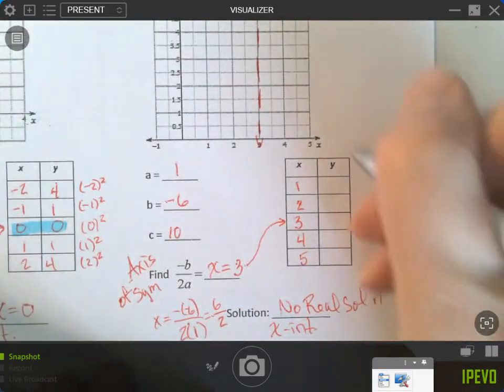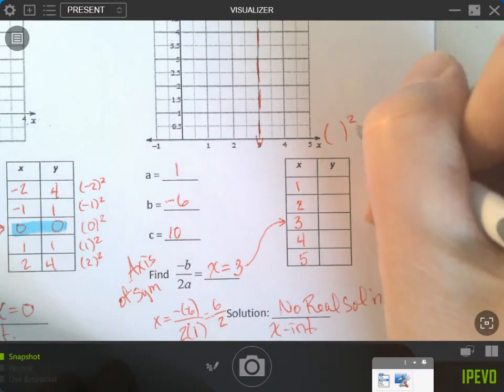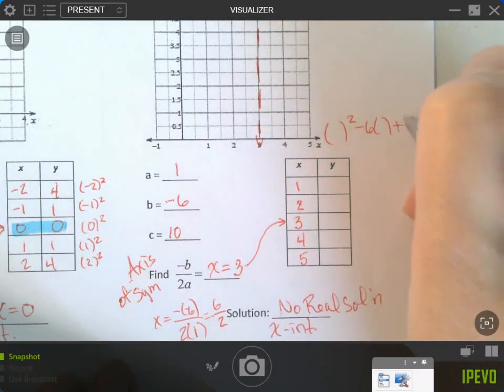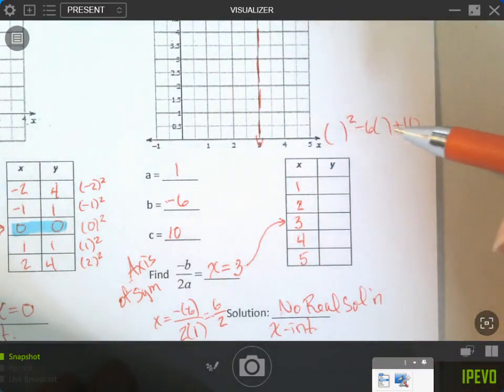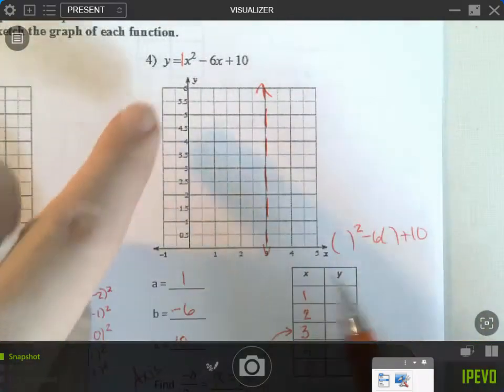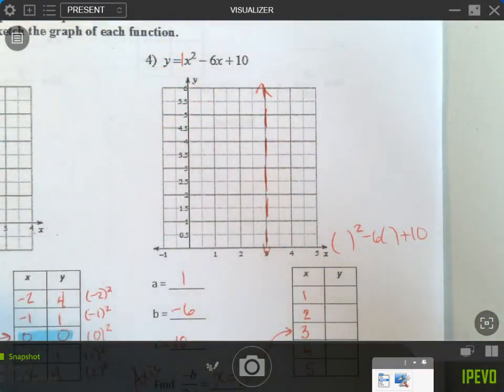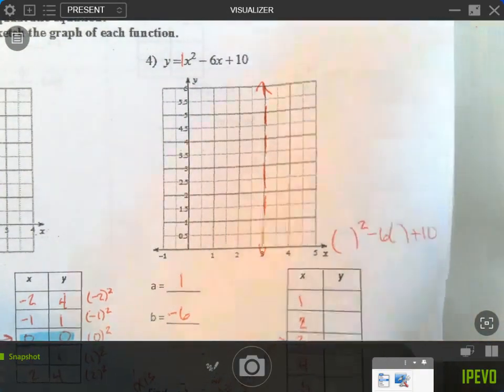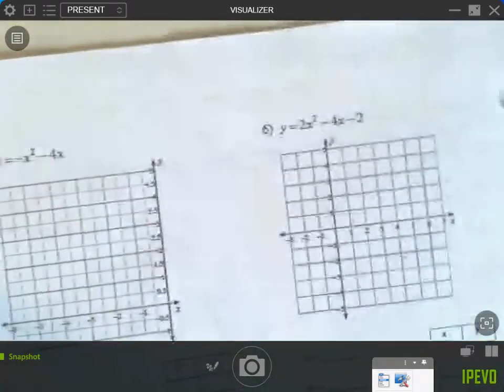But I'm going to leave the rest of these y's for you. Let me remind you, whenever you plug it in, it's y squared minus 6 times y plus 10. Make sure you use parentheses when you plug it in. So I just replaced the x with the y's. Okay, so I wanted to get you started. I'm confident you can do that. Let's jump to a couple other ideas.